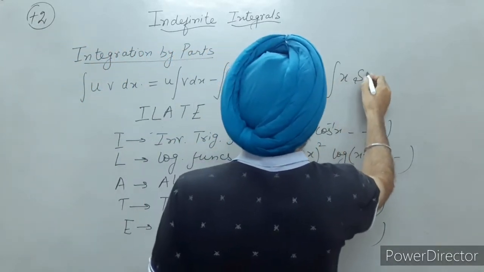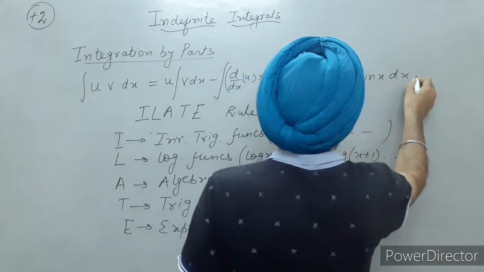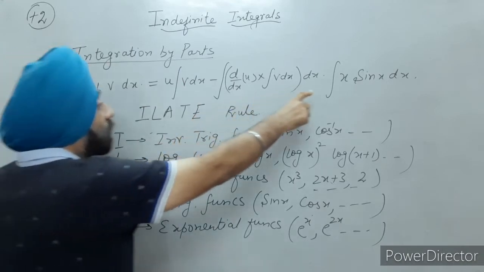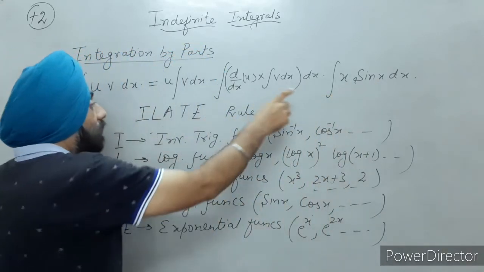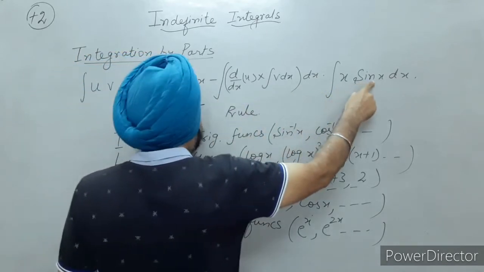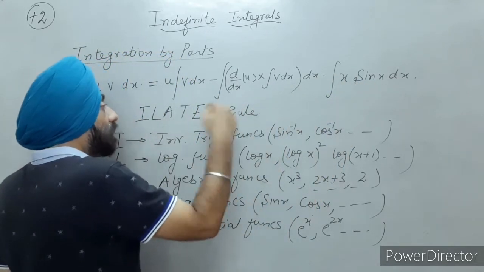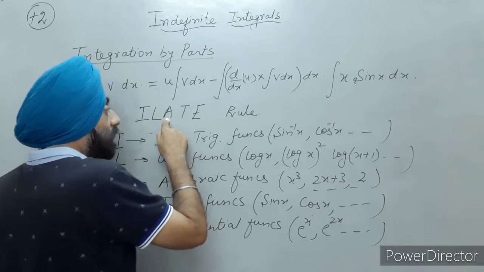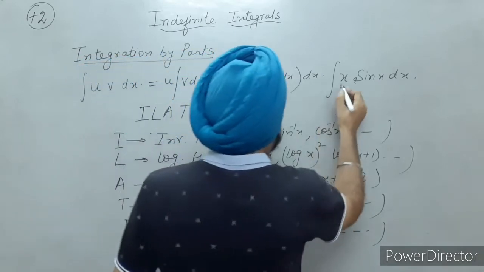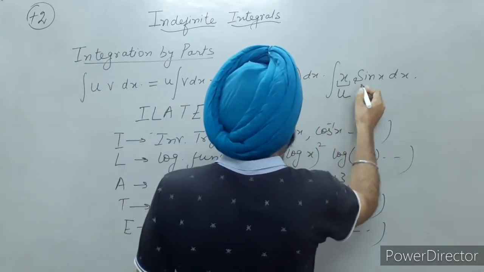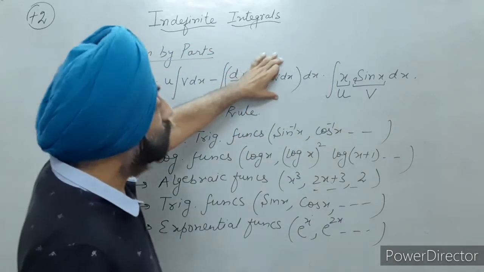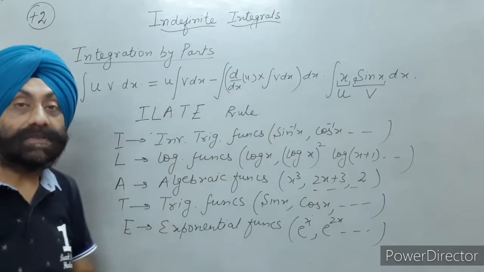If I have, suppose, x multiplied by sin x dx, now I will follow this rule for integration. For example, x is an algebraic function, sin x is a trigonometric function. A comes first, algebraic comes first, trigonometry comes after it. So I will take this as u and this function as v and use this method of integration, right?